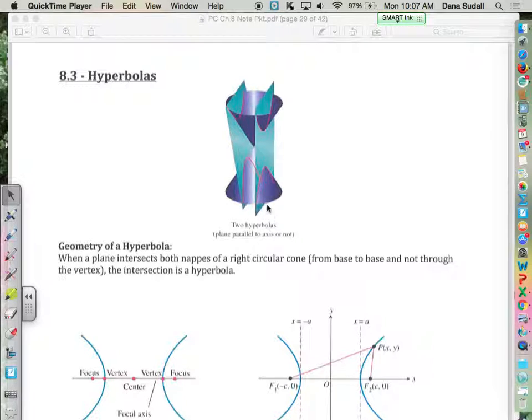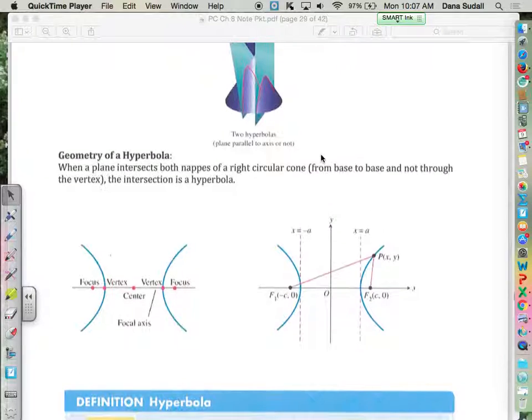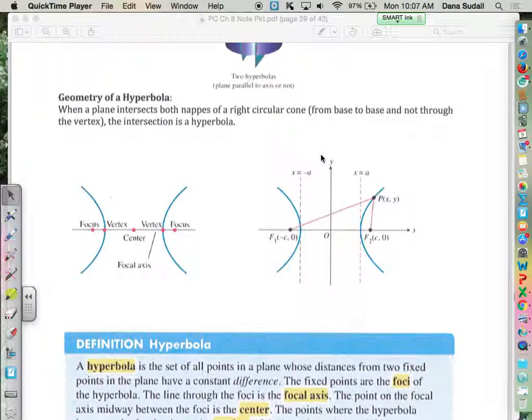When we slice that double napped cone, going through both the top and the bottom half of the cone, you get two cross sections. And they kind of look like parabolas, but they're really not, because they have certain properties that parabolas don't have. And that graph, that intersection, is called a hyperbola. So a hyperbola is in two pieces. We have a vertex, just like you would with a parabola.